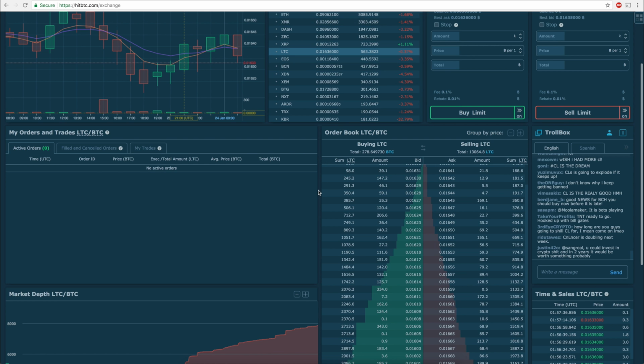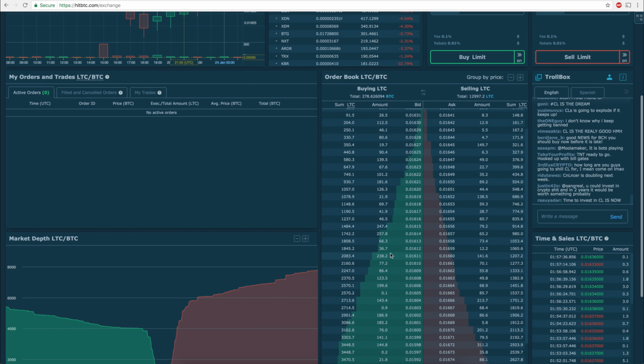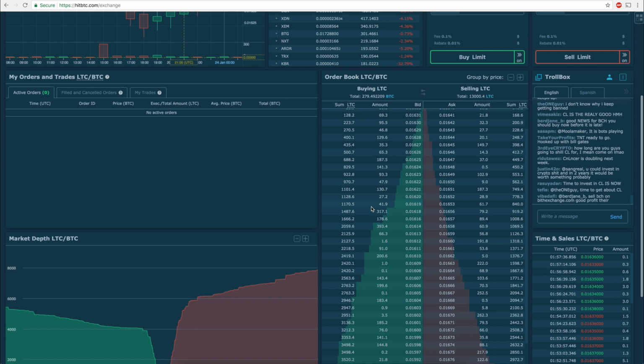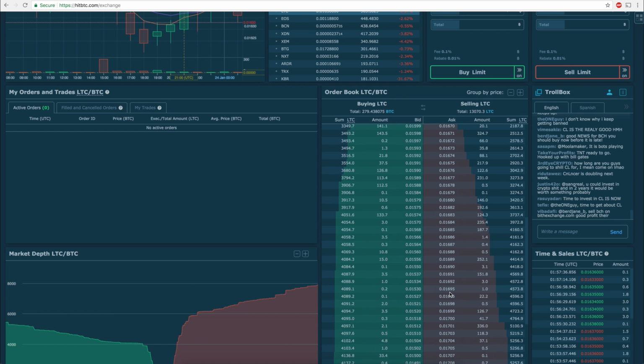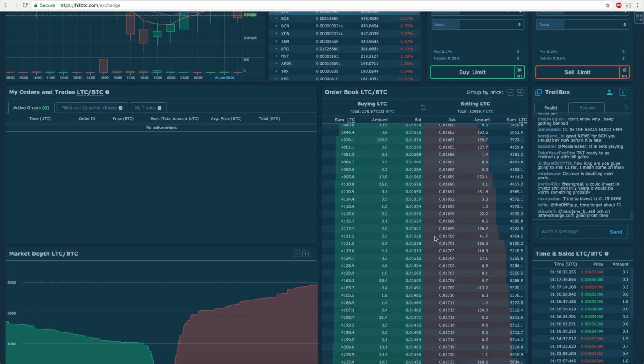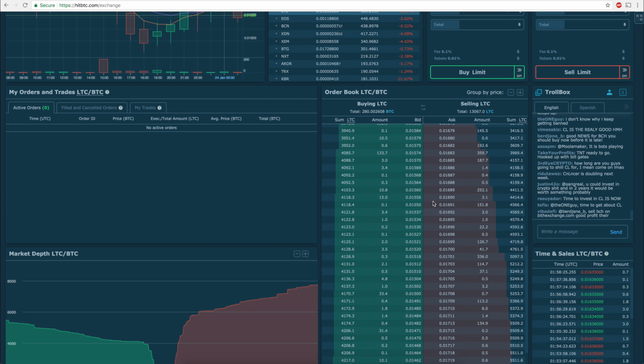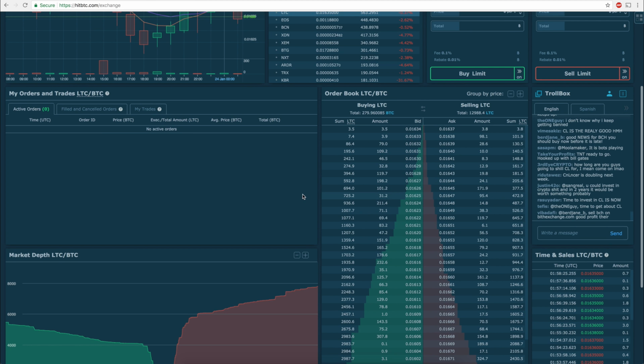The order book basically shows you a visual representation and the amount, so the volume of the trades. So as you can see, there's a lot of volume going on over here, and you can do the same thing for the selling. So this is just a good visual representation of what the orders are looking like.